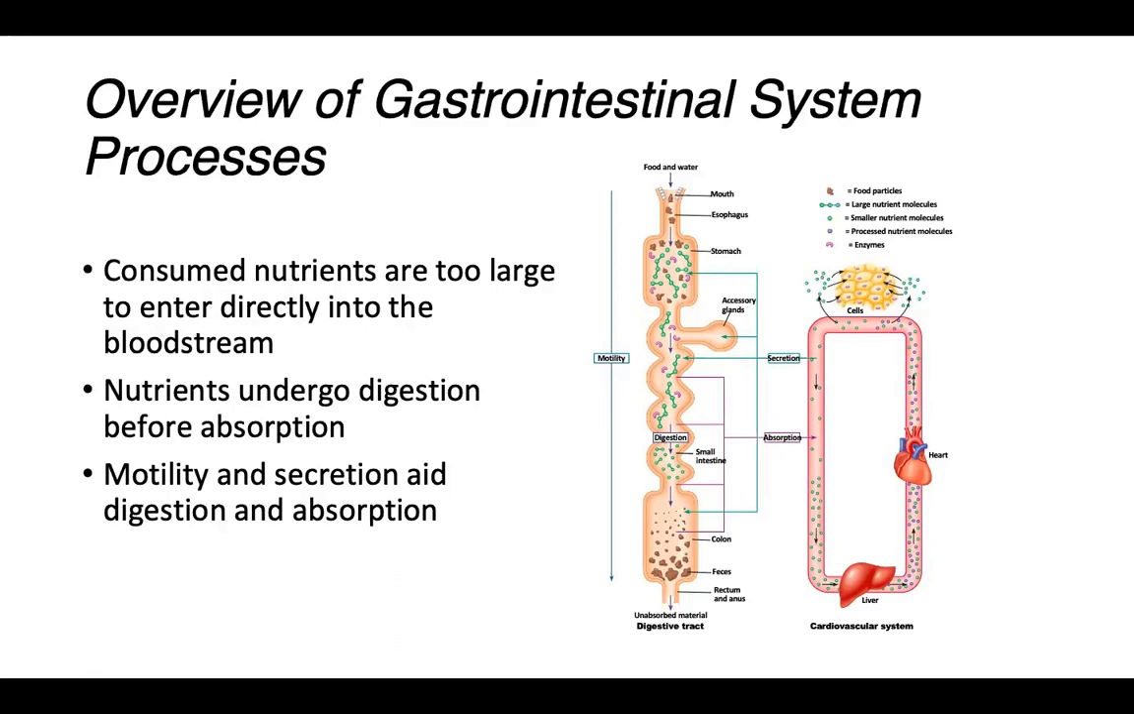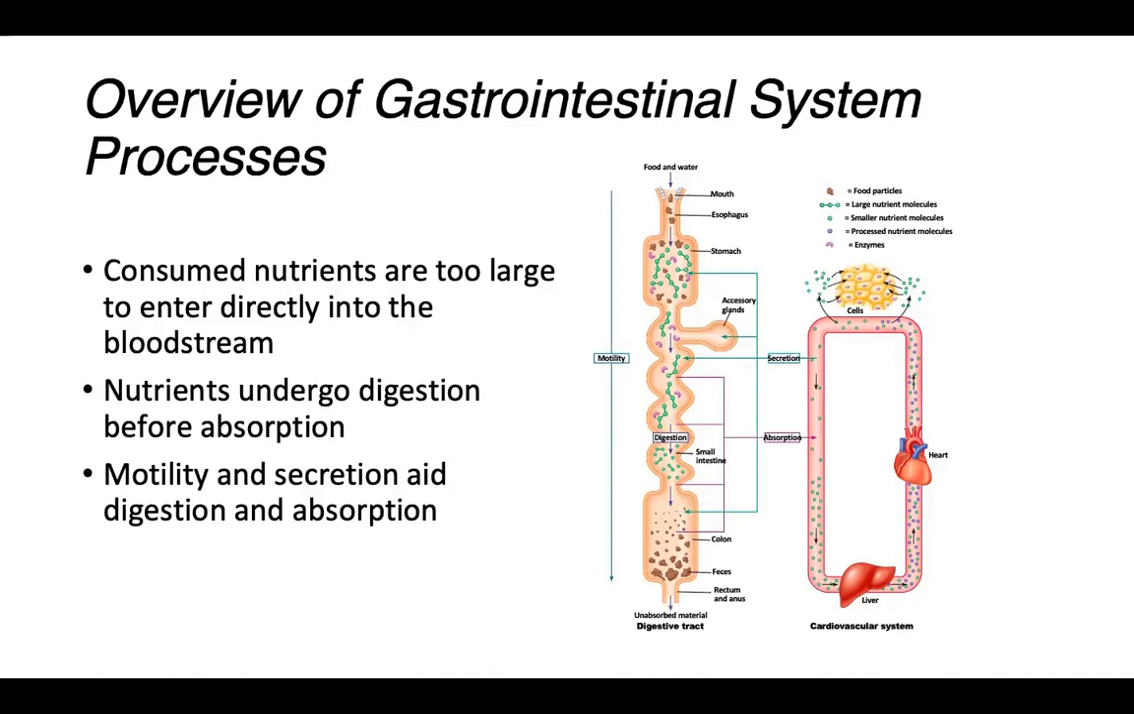Now, just an overview here to start. The nutrients that we consume are just way too large to get into our bloodstream, right? You put a piece of bread in your mouth, there's no way you're going to be able to absorb that across your intestinal tract. And so nutrients have to undergo digestion. Digestion is the process of breaking things down into their smaller components. We go from fats to triglycerides, we go from proteins to amino acids, we go from bread, carbohydrates to glucose. And so that is the digestive process. That begins in the mouth, but most of it happens in the stomach going forward in the small intestine, okay?